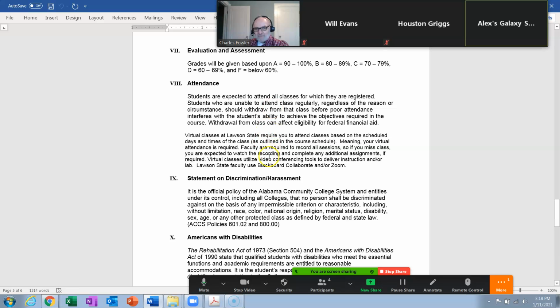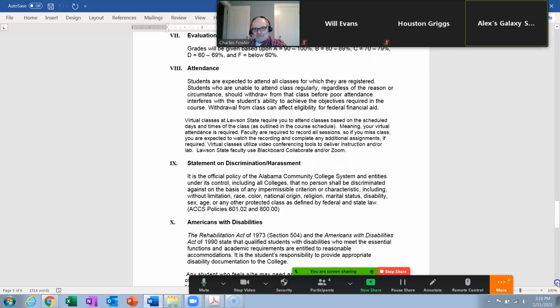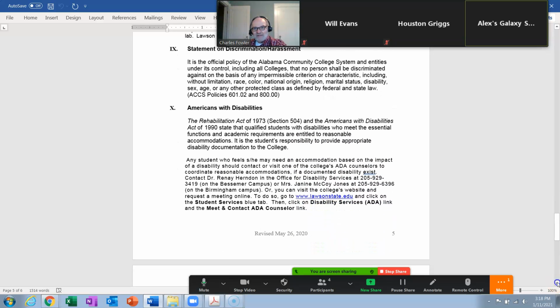They put this little paragraph. I'll let you read that when she gets it out there. I've sent her my syllabus, so it's not going to be far from this. Discrimination and harassment, don't do it. We don't tolerate it. We don't want it to happen. Americans with disabilities, I'm hard of hearing, as you probably have already determined, because I talk so loud and that kind of stuff.